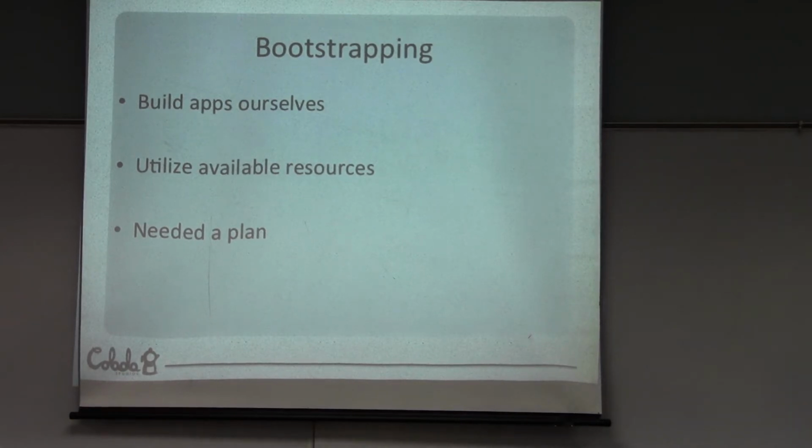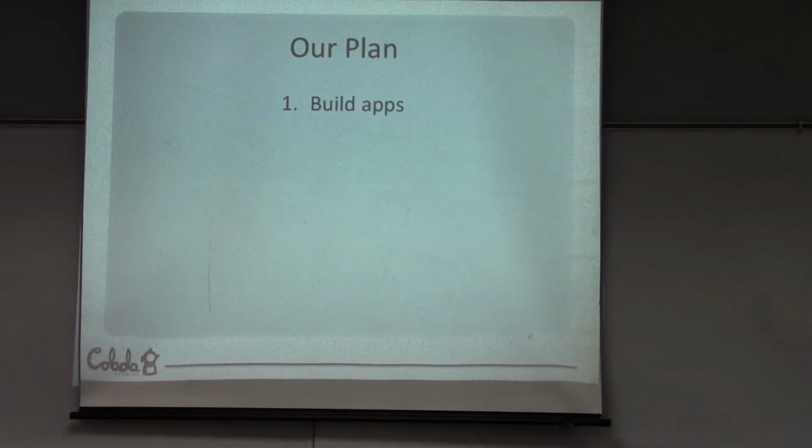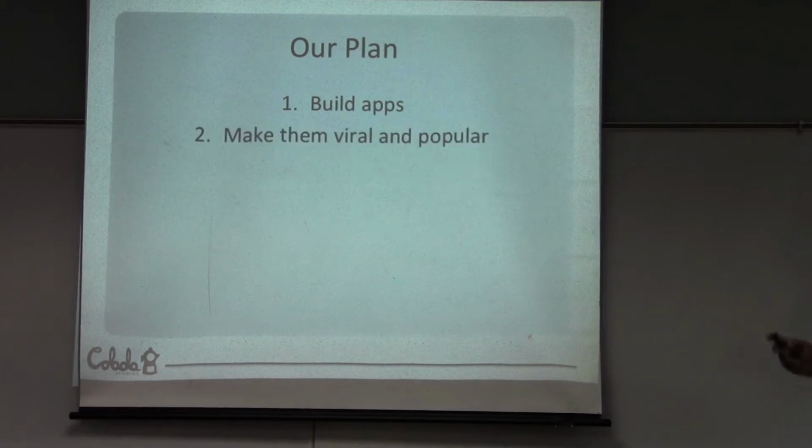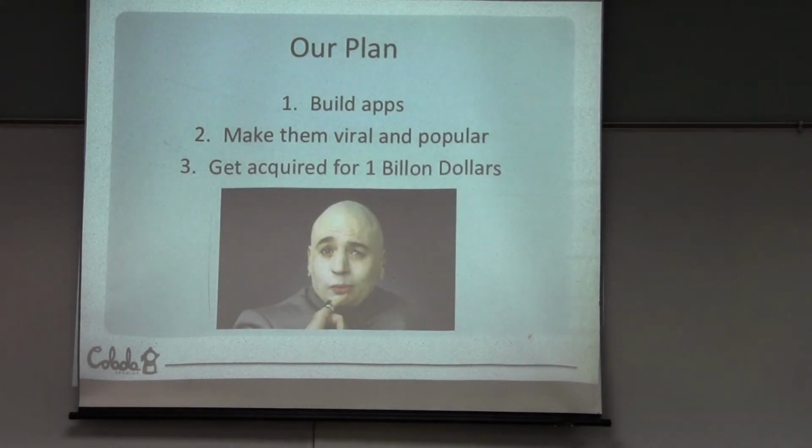And of course, to do that, we had to make sure that we had a plan in place. So the plan was fairly simple. We were going to build apps. We were going to make them viral and popular. And then we'd get acquired for $1 billion. Sound plan, but not very actionable.